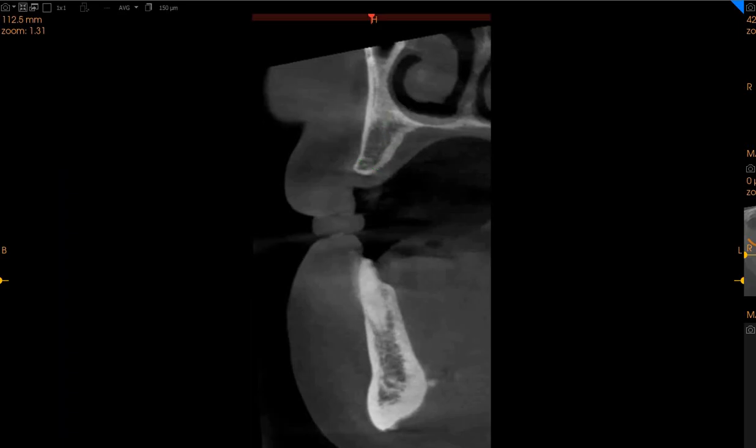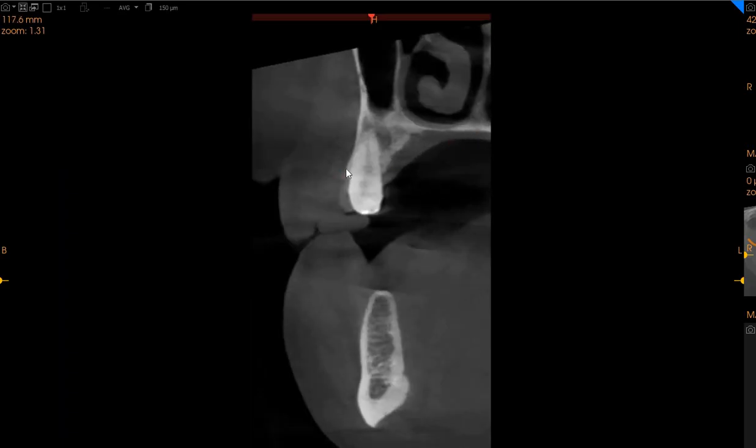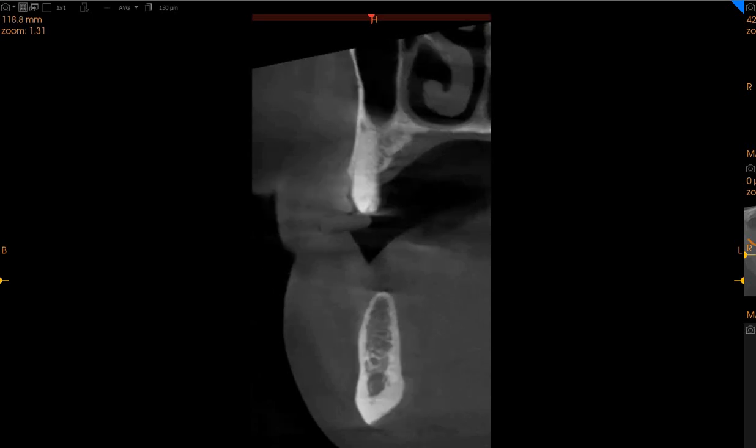And then we move to the 5. Again, good bone support overall. The tooth is doing very well as well, 8 millimeters of width with a good 10 millimeters of height. And then we move to the molar region.